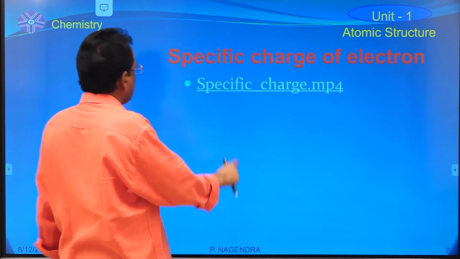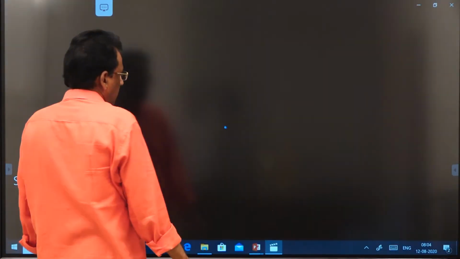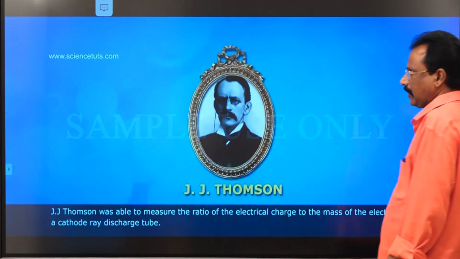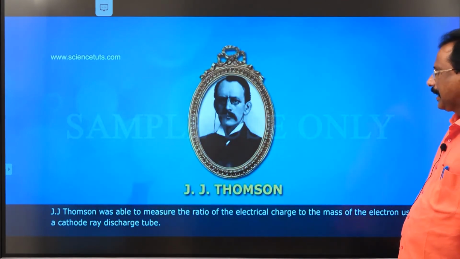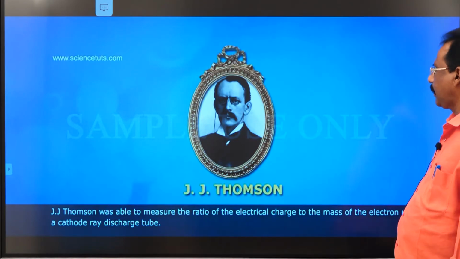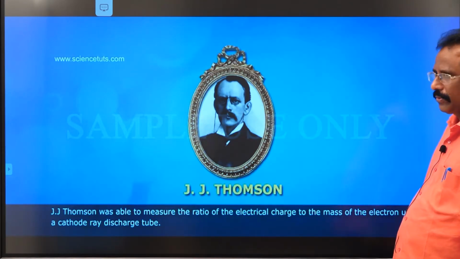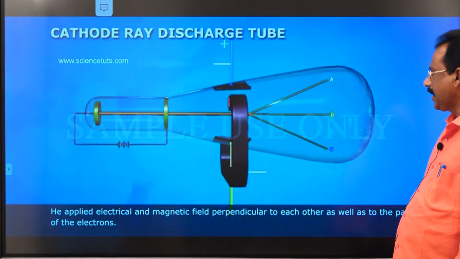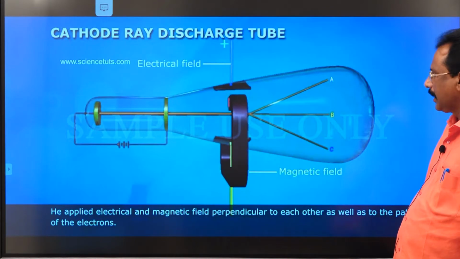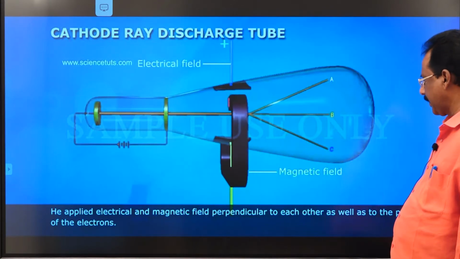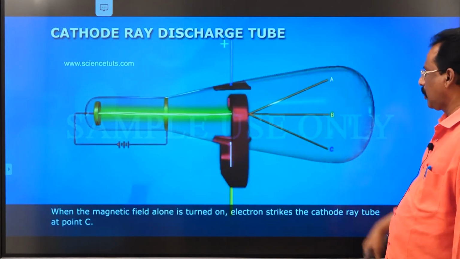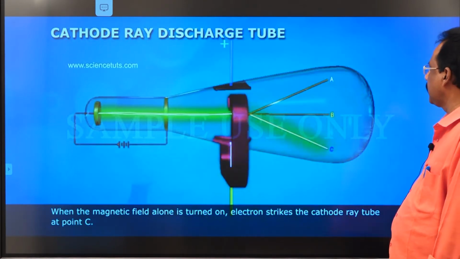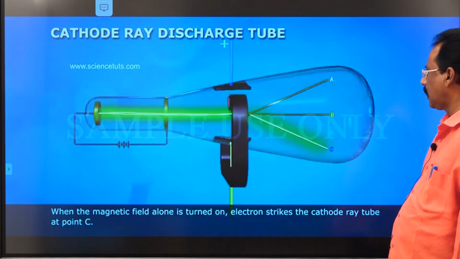The next one is the original video to observe the specific charge of the electron. According to J.J. Thomson, he calculated the charge by mass of the particle, and its value is minus 1.76 into 10 power 11 coulomb per gram. So this is the discharge tube experiment, and from this experiment he calculated the specific charge of the electron also.